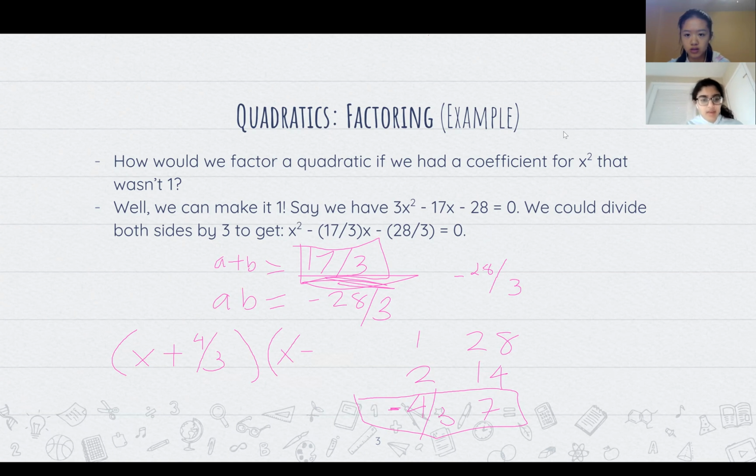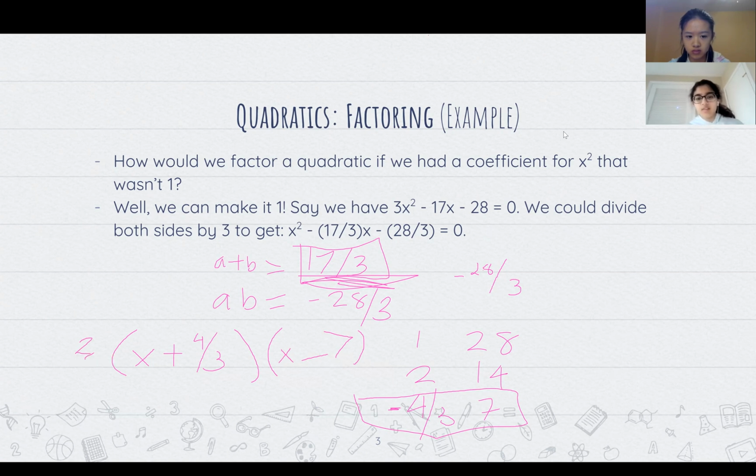Okay, and then x minus 7, because we are subtracting both of these values from x, we're multiplying them together, and then we have 3 here.